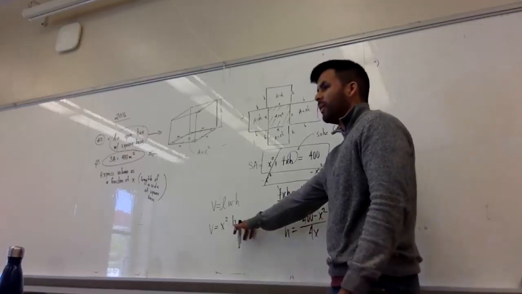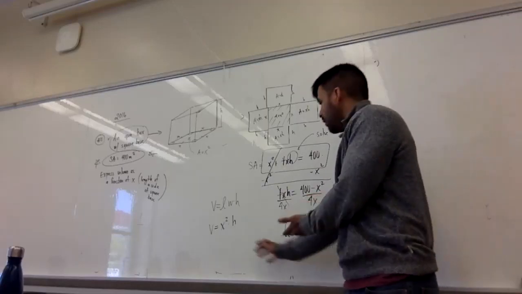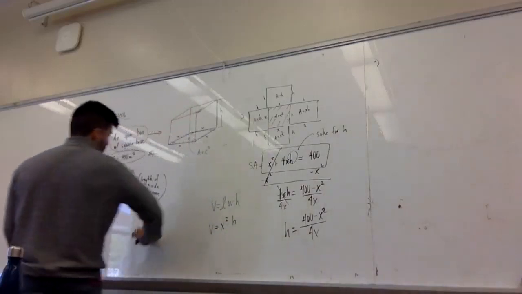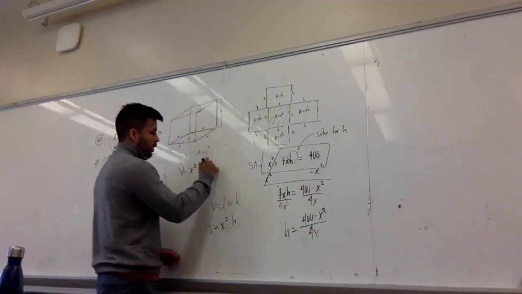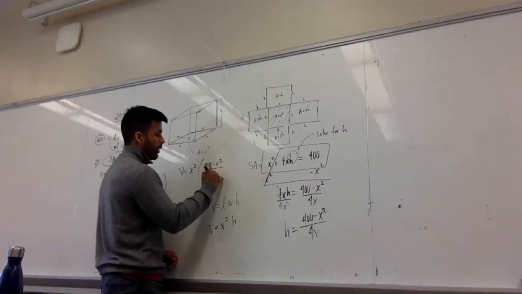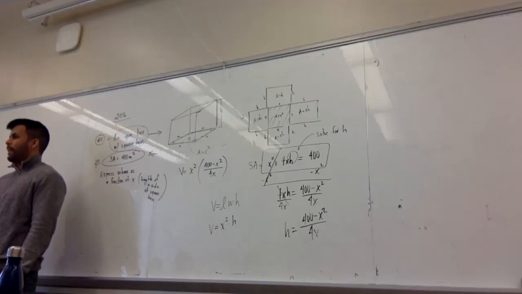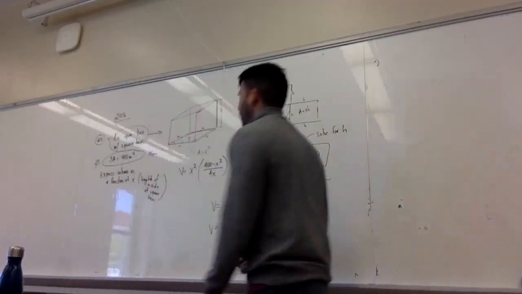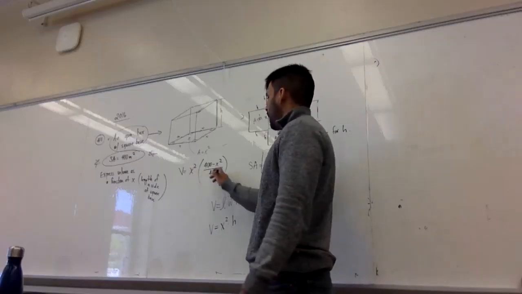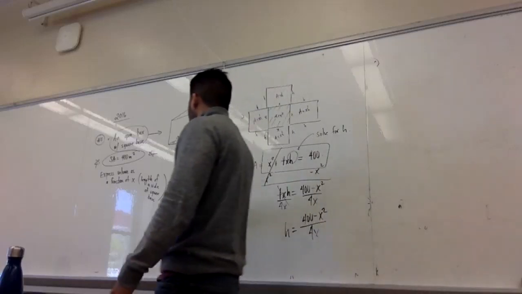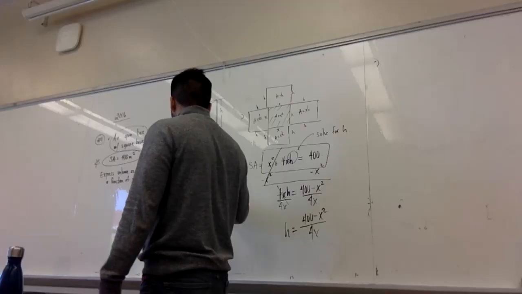And then what does h equal? This whole guy here, right? It's in terms of x though. Now I can plug this h back in here, and what do I get? I get x squared times what's h? 400 minus x squared over 4x. And then what can I cancel out here? One x here with one x here. So what's the final answer? V is x multiplied by 400 minus x squared all over 4.